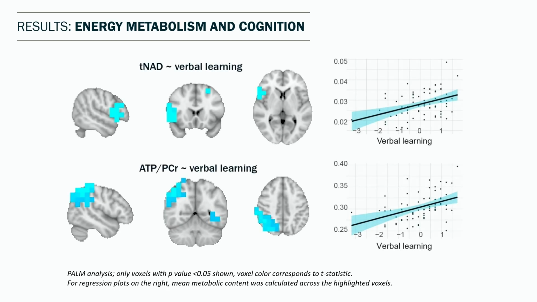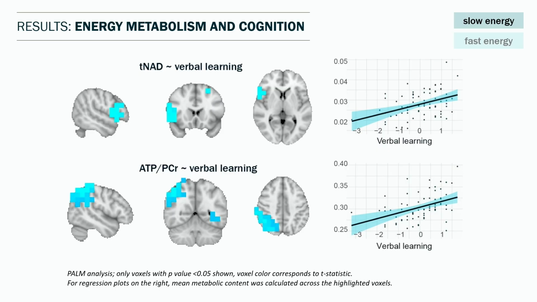And now onto the correlations with cognition. So for NAD and ATP to PCR, which is just a marker of energy demand, we saw positive correlations with verbal learning in particular. So this is getting at mostly slow energy and then a bit of fast energy, because there's the ratio to phosphocreatine.